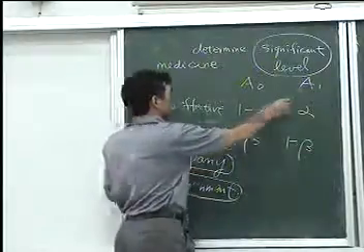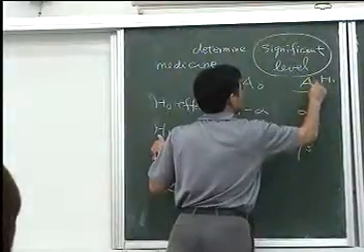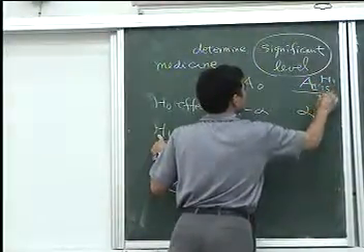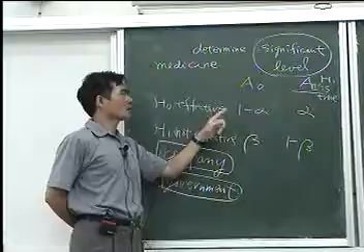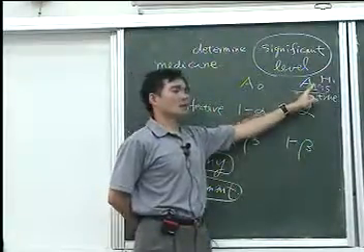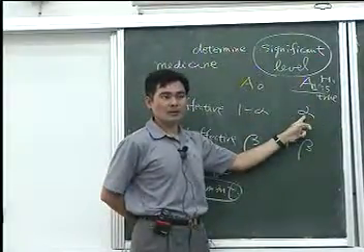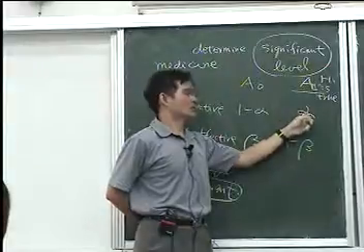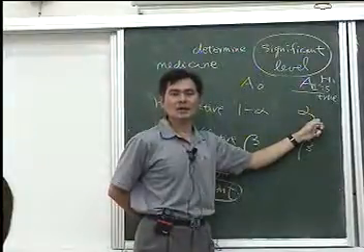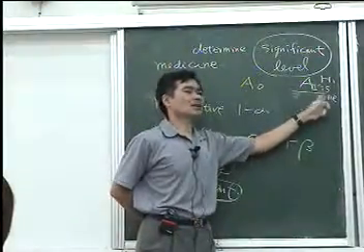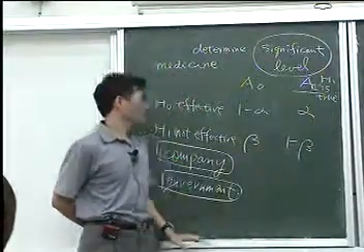So this is H1 is true, but you say H naught is true. So this is A1. What does A1 mean? Alpha is type 1 error. And what is this error? As a matter of fact, the medicine cannot cure any disease, but you say it can cure a disease.